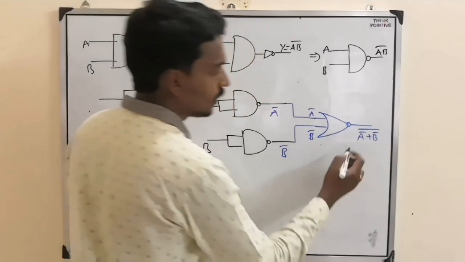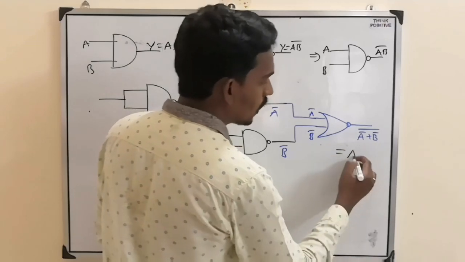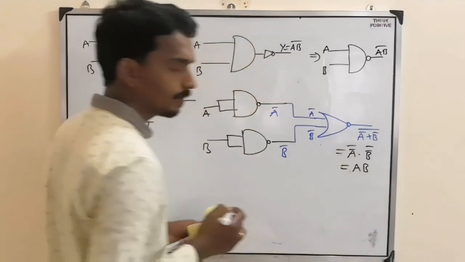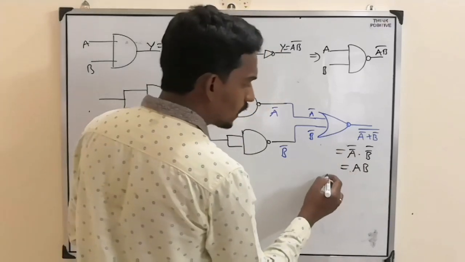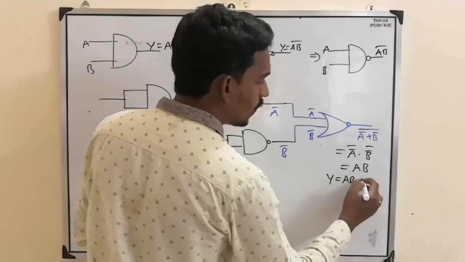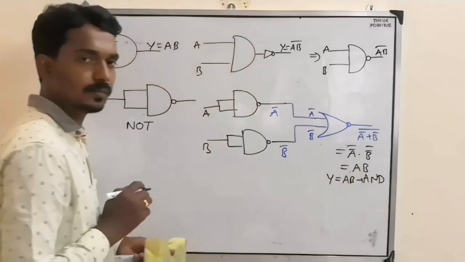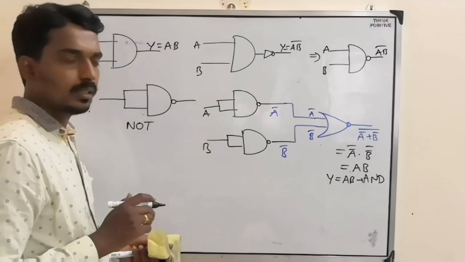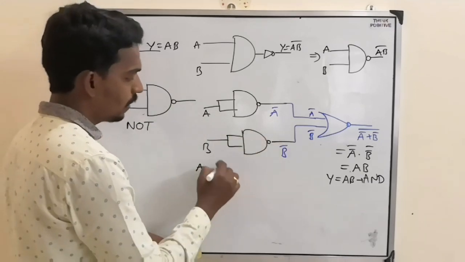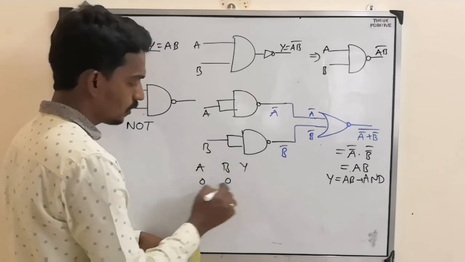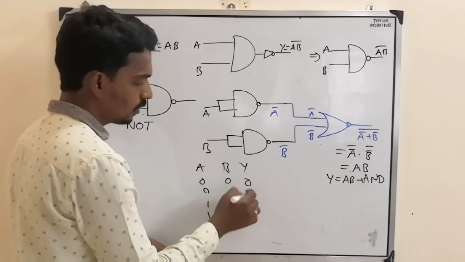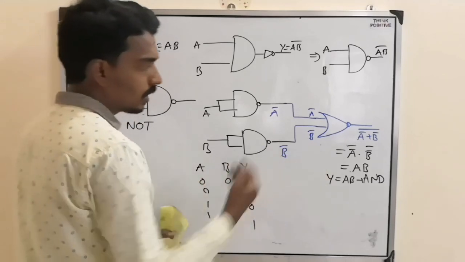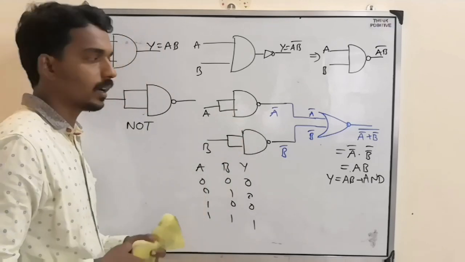Then this will become, using De Morgan's laws, A bar bar dot B bar bar, equal to AB. Now the output is AB, nothing but an AND gate. So the truth table must be like A, B, Y: 0, 0, 0; 0, 1, 0; 1, 0, 0; 1, 1, 1. You can also construct an AND gate using a NAND gate and a NOR gate.